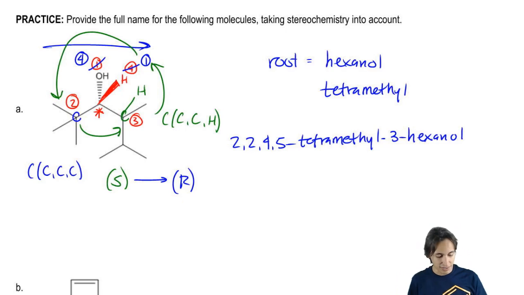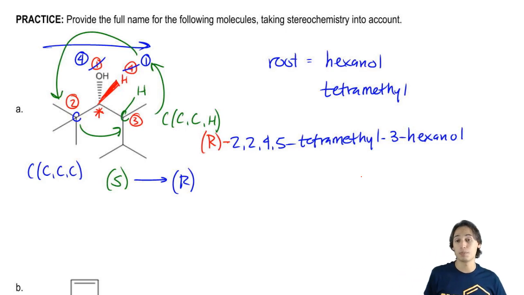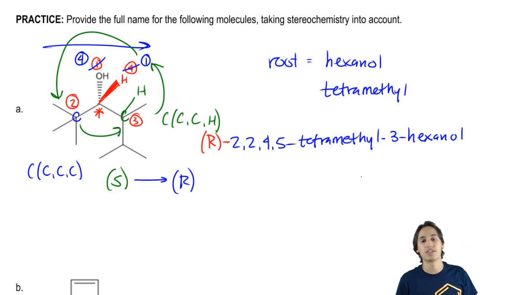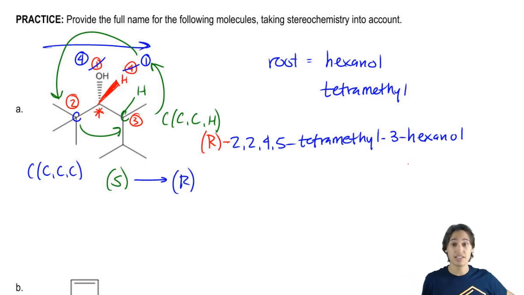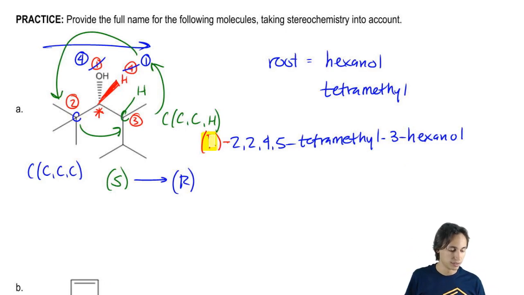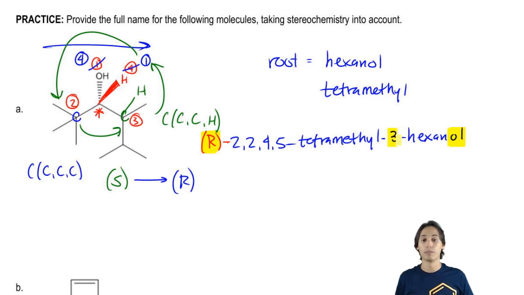So the way that I indicate this in my name is I put it at the front, in parentheses, with a dash. So this is actually going to be (R)-2,2,4,5-tetramethyl-3-hexanol. The way that I know where the R is if I drew it out, this would be the R for the chiral center that is indicated here. Okay? Cool. All right, guys, so let's go ahead and move on to the next question.